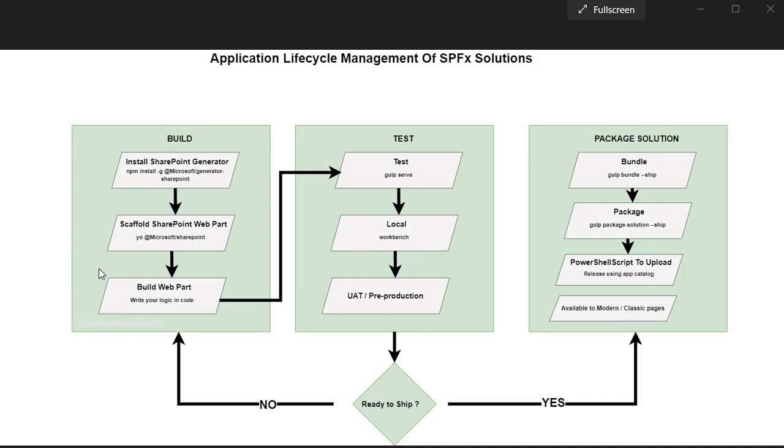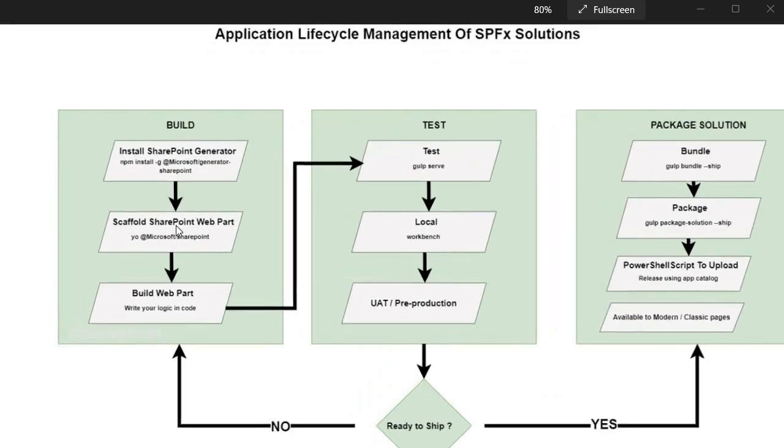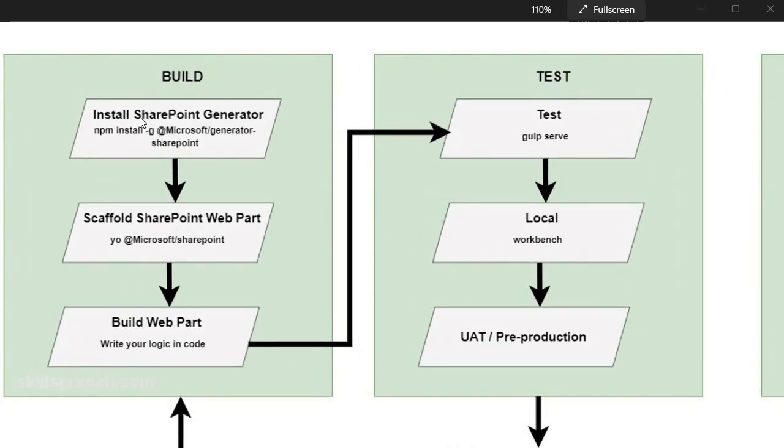In the build stage, we basically perform three activities. The first one is a one-time activity where we install SPFx using a command, and it is a one-time activity. And what is that command? It is npm install -g @microsoft/generator-sharepoint.